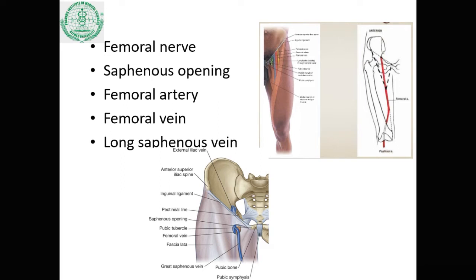Now where lies the saphenous opening? This is the pubic tubercle, and the opening is around 4 centimeters below and lateral to the pubic tubercle. Make a circle, and the center of that is the saphenous opening. So this is around 4 centimeters lateral and below the pubic tubercle. And the great saphenous vein enters through the saphenous opening and drains into the femoral vein.